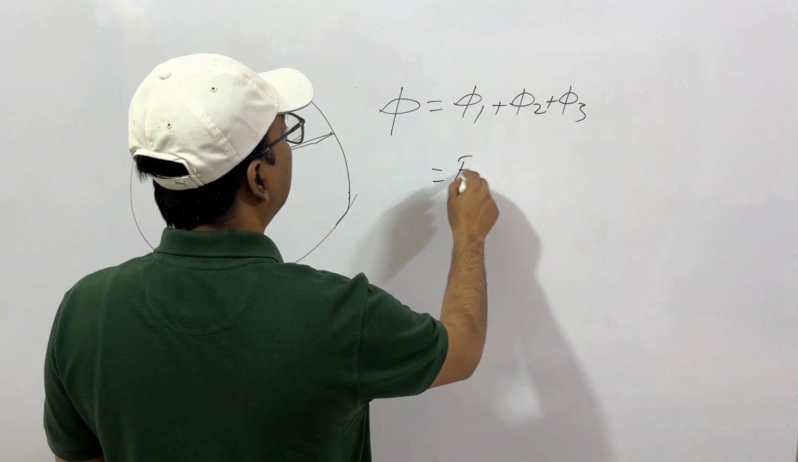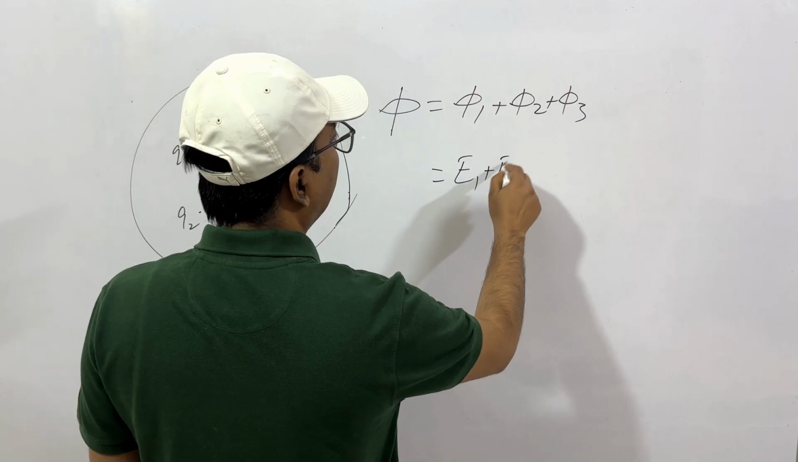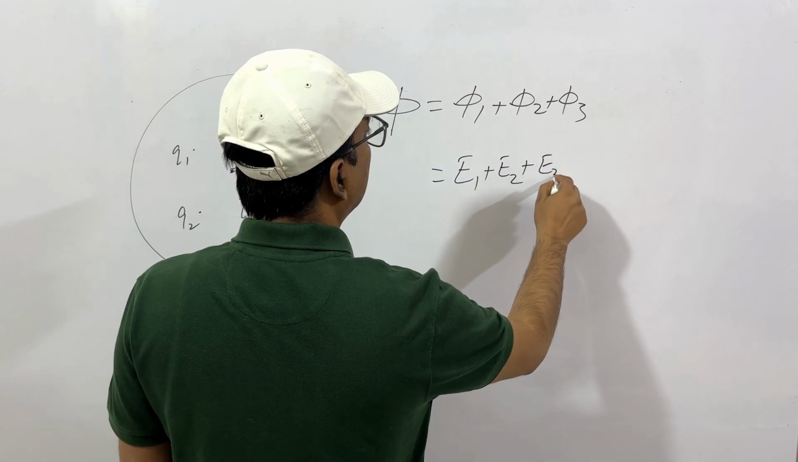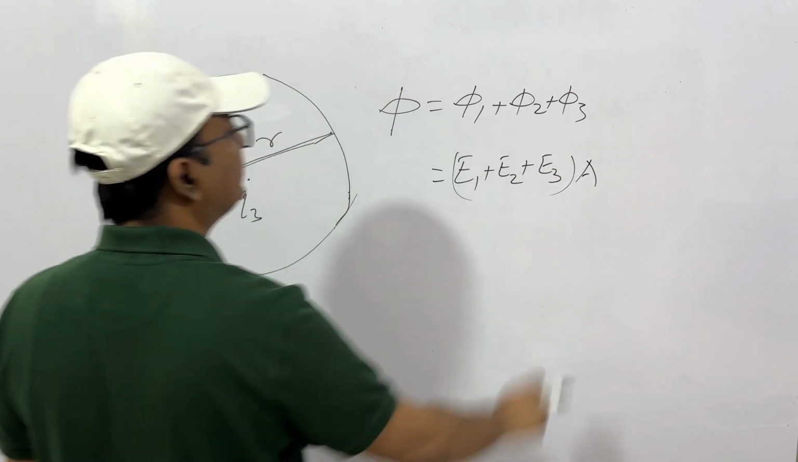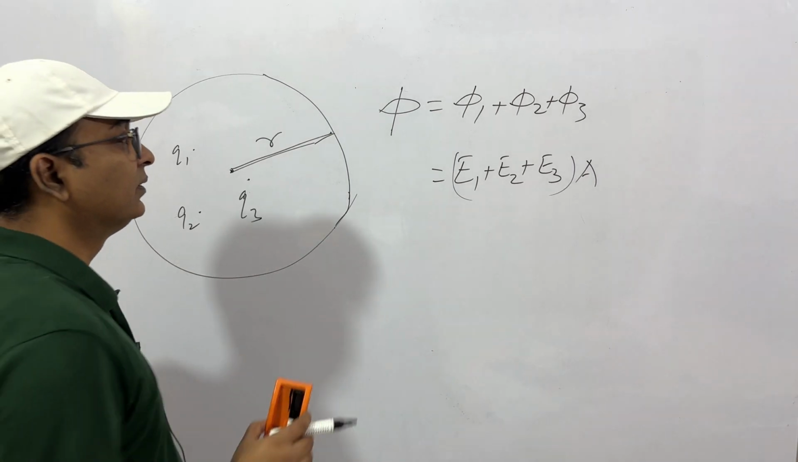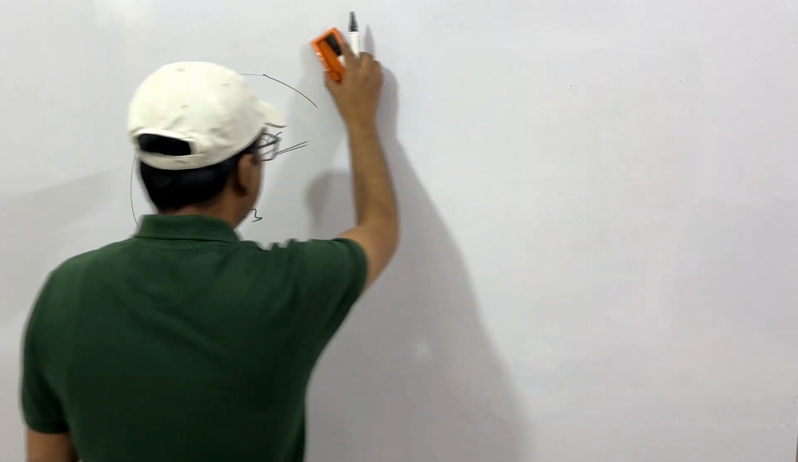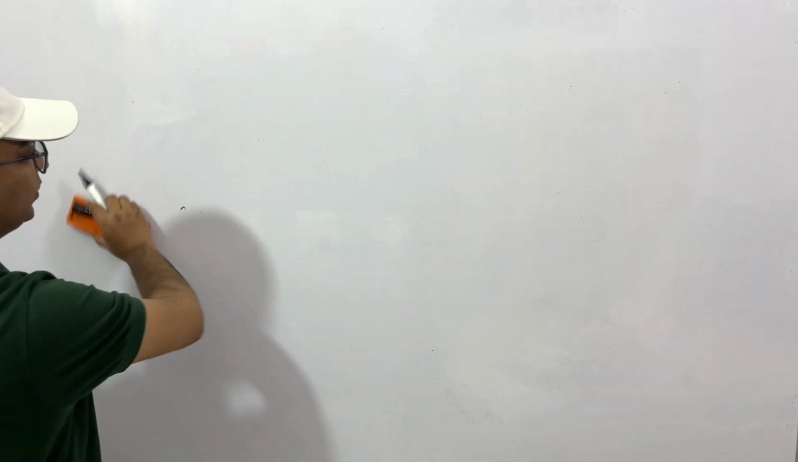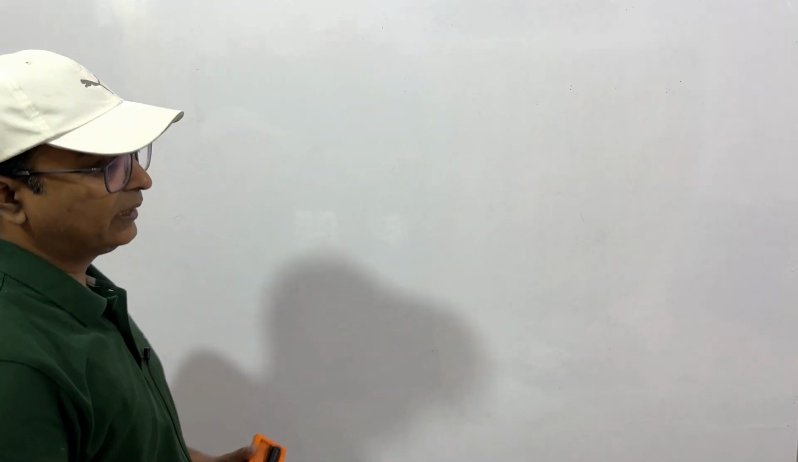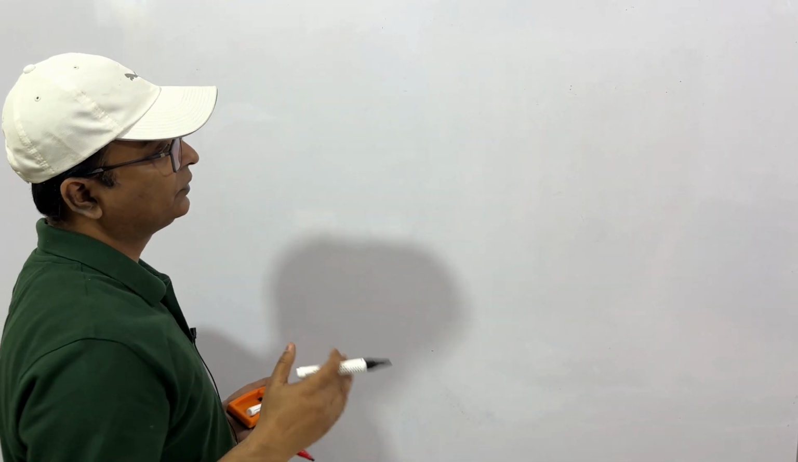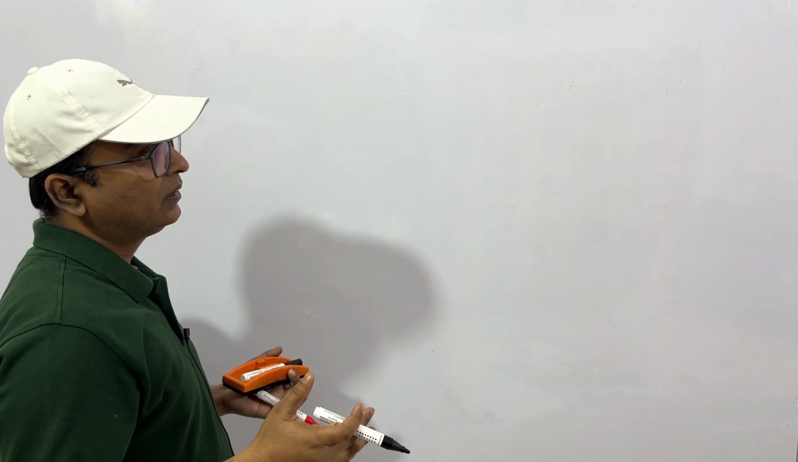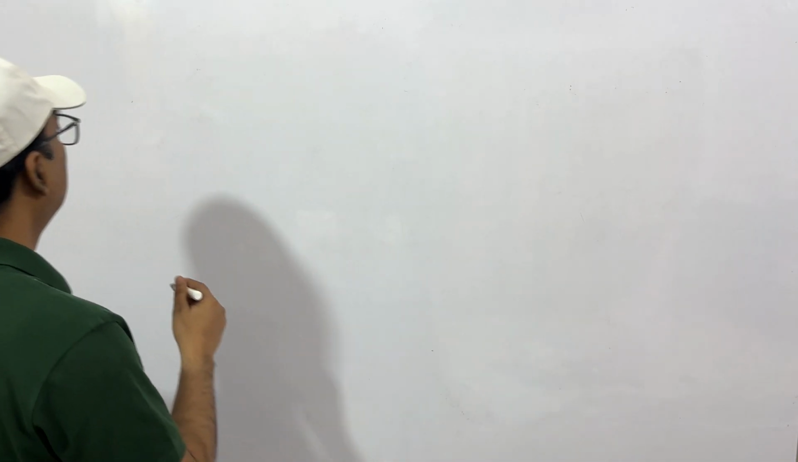That is electric field due to 1 plus electric field due to 2, electric field due to 3 into area. So this is additive. Flux is additive. This you should keep in mind. We'll use it when we'll have to find electric field intensity because of some shape where we can have assumption of a symmetry.